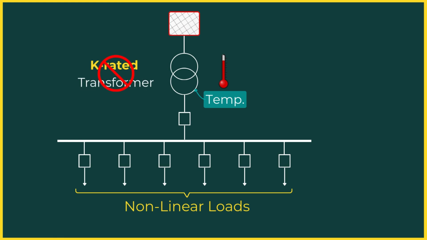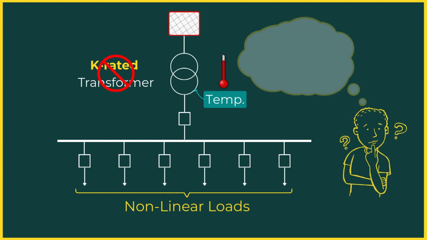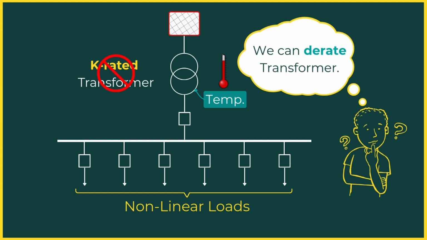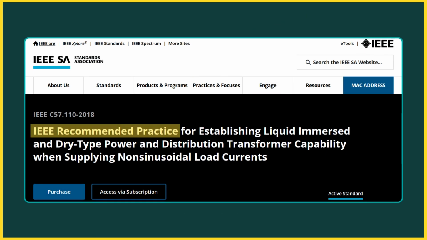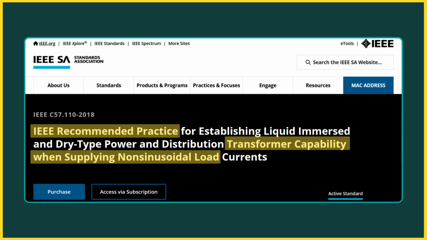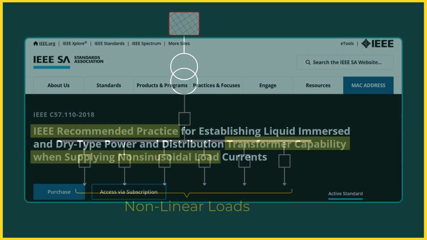So, what option is left to limit the temperature rise? Derating. Right? But the real engineering question is, how much derating? That is exactly what this video will answer. You will learn a simple IEEE method to calculate transformer derating under nonlinear loads. Let's begin by understanding what actually changes when the load becomes nonlinear.